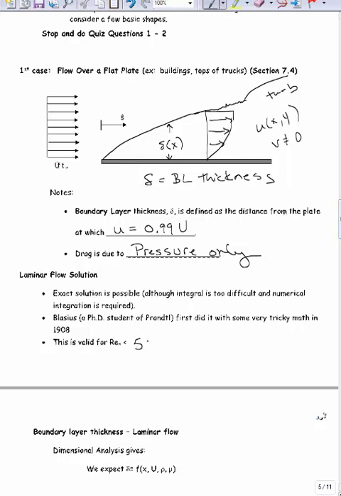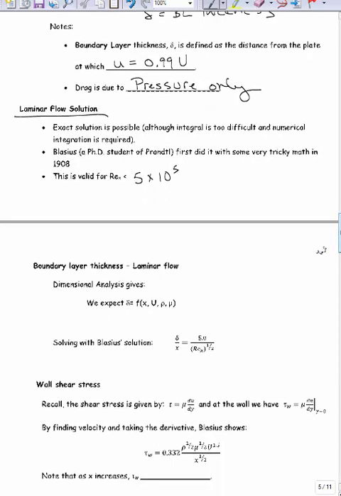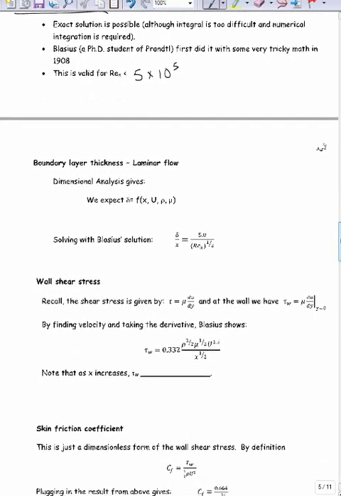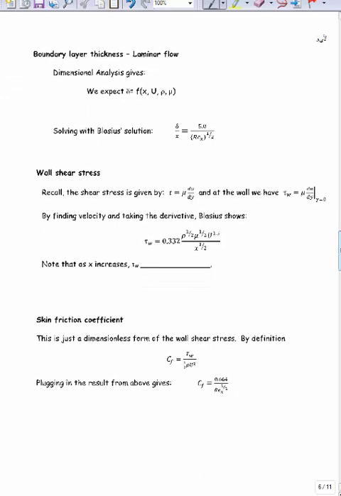It is pretty tricky. But this laminar flow solution is valid up to our critical Reynolds number of 5 times 10 to the 5th. Okay. So whenever we calculate a Reynolds number and it comes out that over that whole plate we have a lower Reynolds number than 5 times 10 to the 5th, we can use these laminar solutions that Blasius came up with for us.